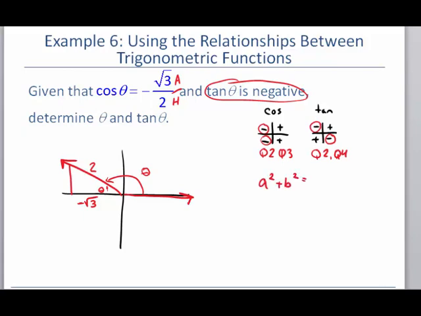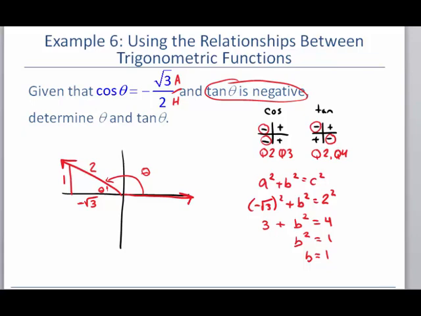So we can plug in a negative square root of 3 for the a value, and we can plug in a 2 for the c value. So negative square root of 3 squared is just going to be 3. 2 squared is going to be 4. And so subtracting 3 from both sides, we get b squared is equal to 1. Taking the square root of both sides, b is equal to 1. And it is a positive 1 since we're moving up. Remember, you're going to look at it going from the origin back to the left, which is negative, and up, which is positive.